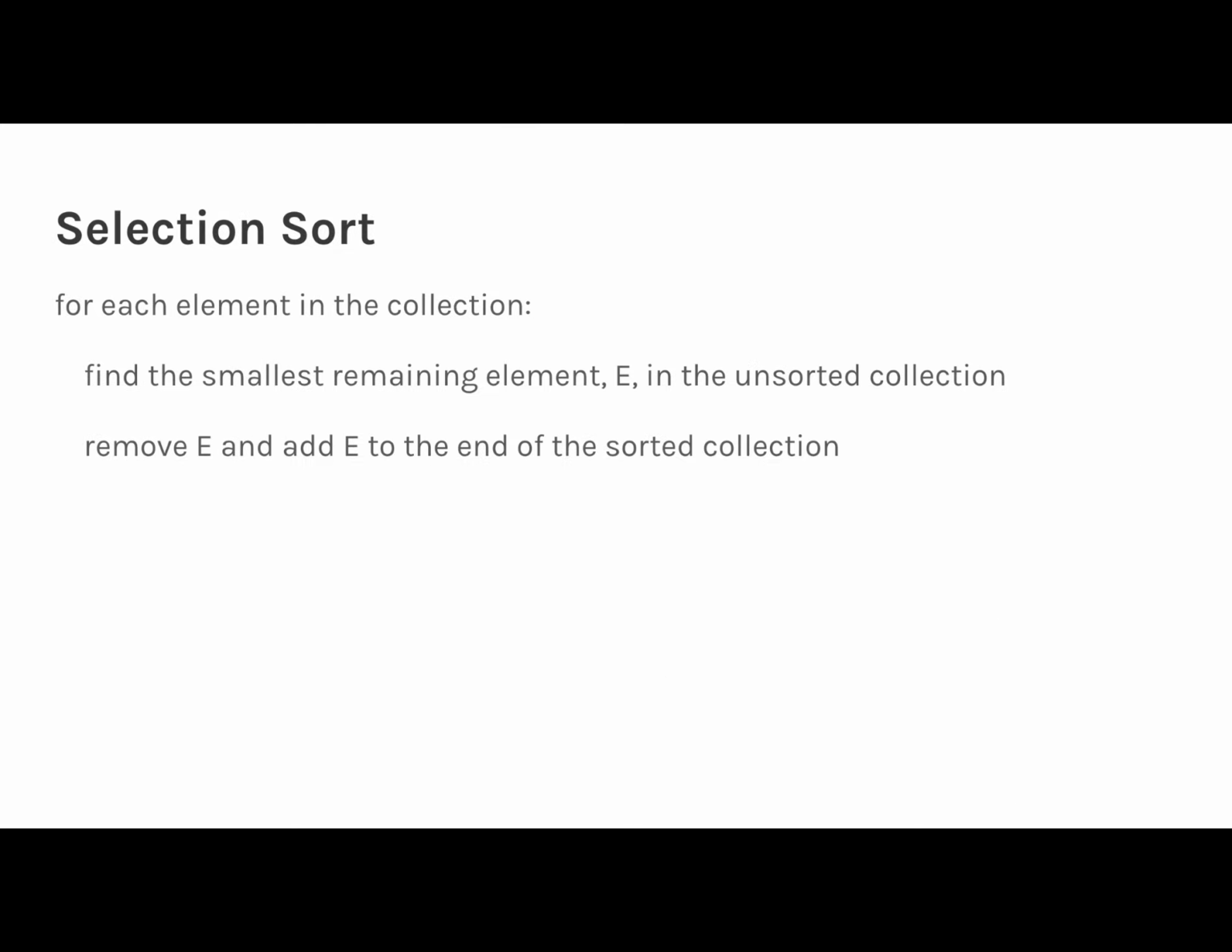Okay, moving on to selection sort, we're just powering through these. Here's the pseudocode. For every element in the collection, your array, you find the smallest remaining element in the unsorted collection, and you add that to the end of the sorted collection. So when you first start, the unsorted collection will be the entire array you're dealing with, and then over time you're going to grow your sorted collection.